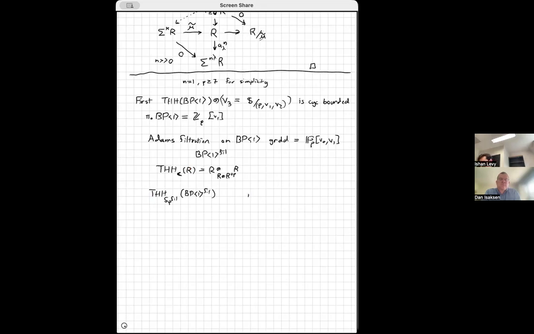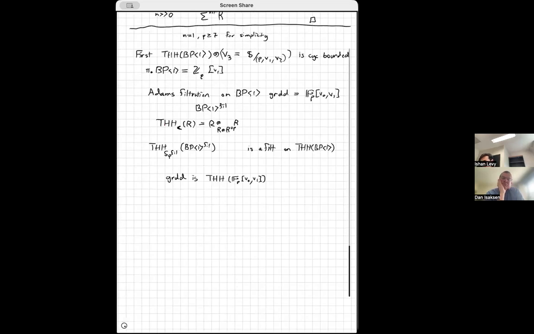And this is going to be a filtration on the underlying spectrum being THH of BP1. And the associated graded of this filtration is just going to be THH of the associated graded, viewed as a graded ring. So namely THH of this polynomial ring over F_p. Okay. And how do you understand this associated graded?